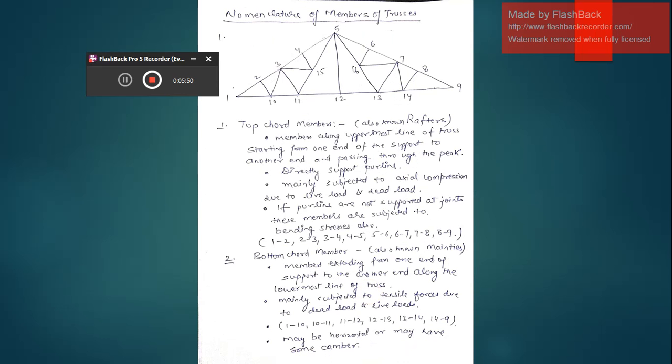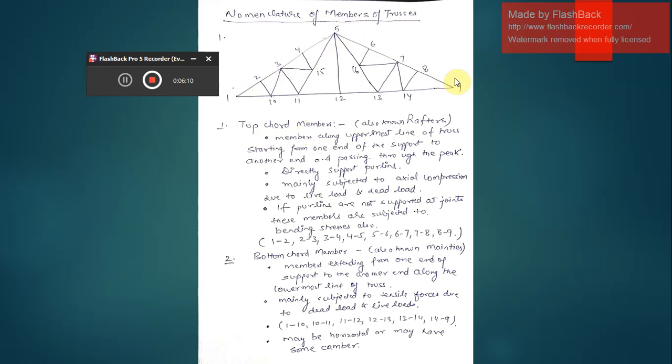Next comes the nomenclature of the members of the roof trusses. You are viewing a truss with the numberings 1, 2, 3, 4, 5 and up to 16. The first one we will discuss is the top chord members. These are 1 to 2, 2 to 3, 3 to 4, 4 to 5, 5 to 6, and these all are the top chord members.